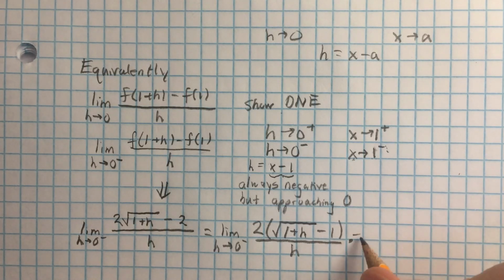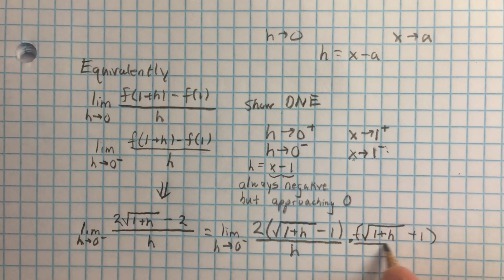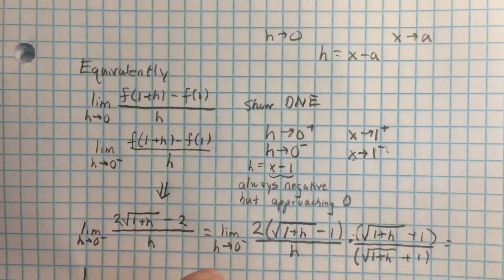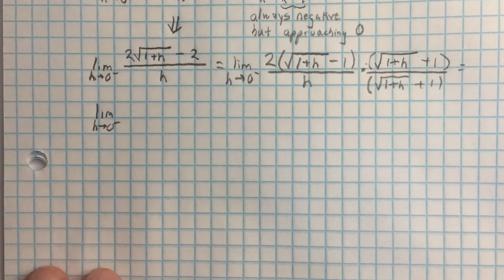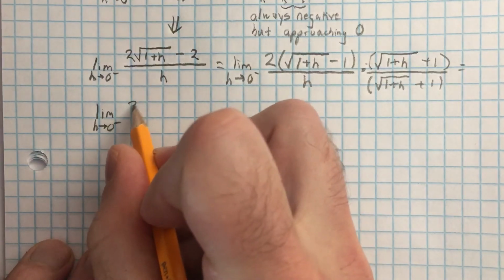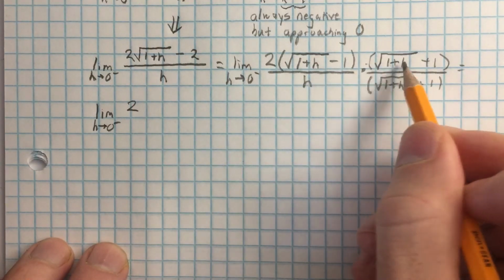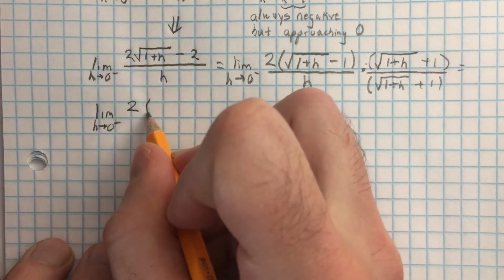We should multiply this by root 1 plus h plus 1 over the same thing, root 1 plus h plus 1. All right, so then our limit we'll be able to evaluate once we make this algebraic simplification, just like before. So we'll have 2 root 1 plus h times root 1 plus h is, of course, 1 plus h.